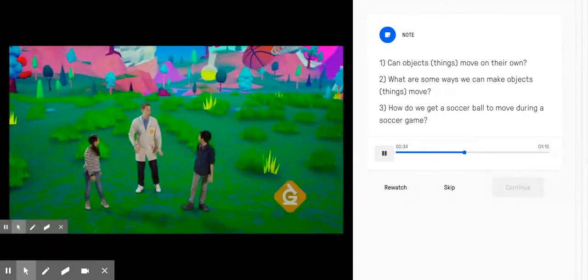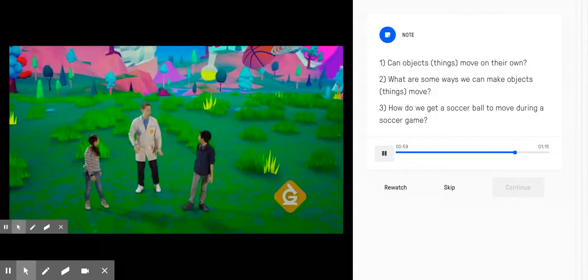So that leads us to question 2. What are some ways we can make objects or things move? How do we make any object move? Maybe to help us think about that, we can answer question number 3. How would we get a soccer ball to move during a soccer game?